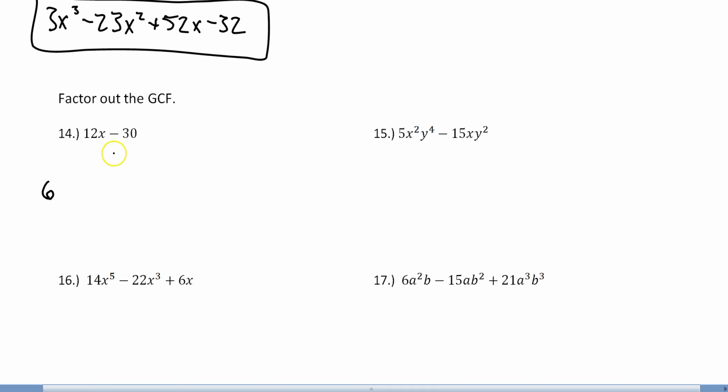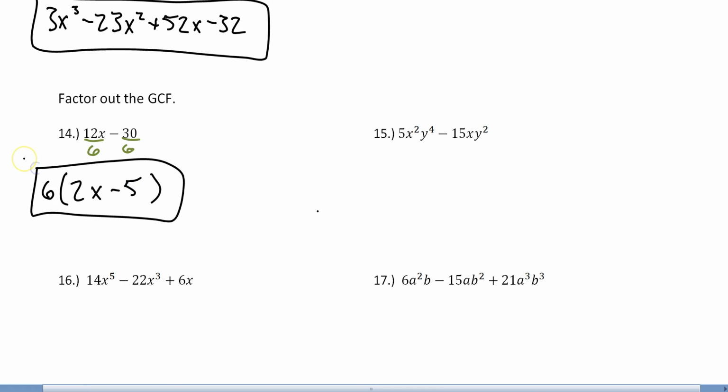Okay? And then I look at the variable and say, what variables do they have in common? They don't have any in common, so I can't pull any variables out. Okay? And so I put the 6 on the outside of the parentheses, and I divide it out. And so here's what's happening. I just say, okay, this guy divided by 6, this guy divided by 6, and I write down what I get. That gives me a 2x minus 5. And that's it. That's factored form. And you notice if I were to distribute, I'd be back to the original problem.